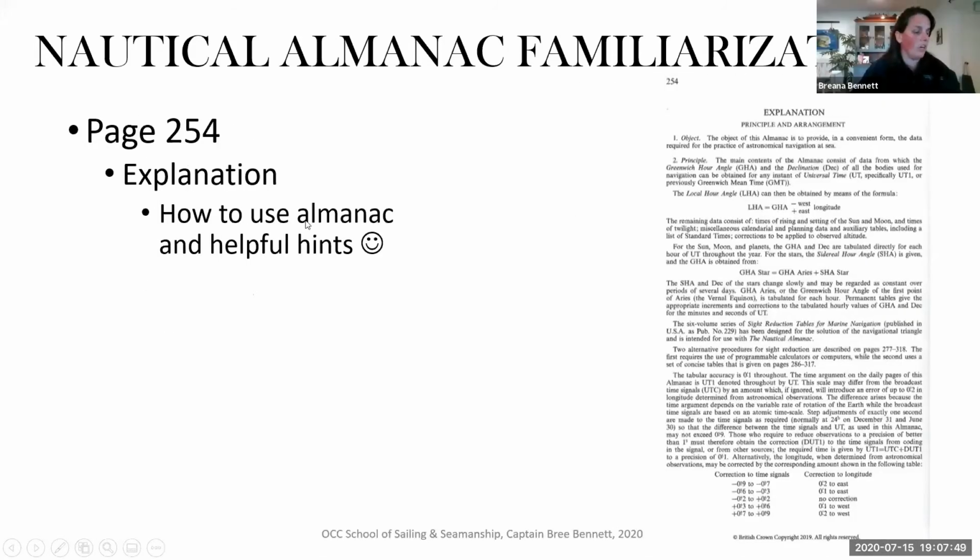If we pass all of the daily pages, so past December 31st, we get to the explanation page, principle and arrangement. This is supposed to explain how to use the Nautical Almanac and what each of these things mean. The Nautical Almanac itself is a great textbook, a great reference tool to learn different things.